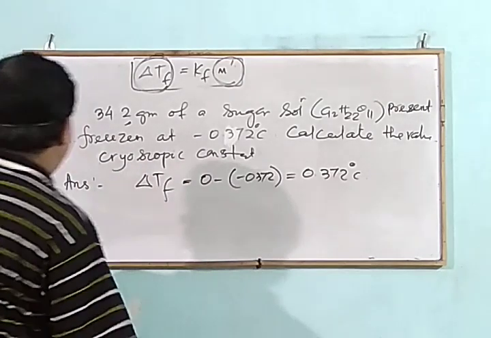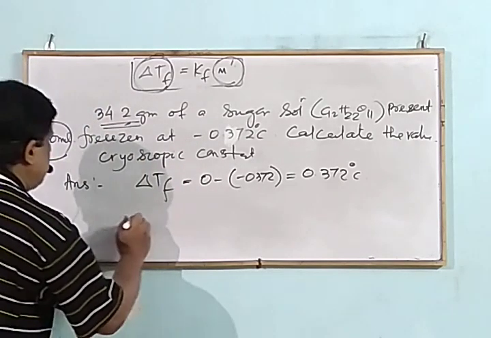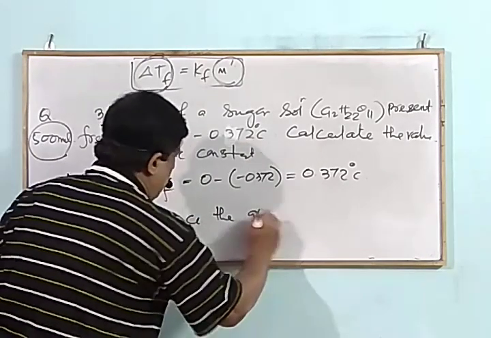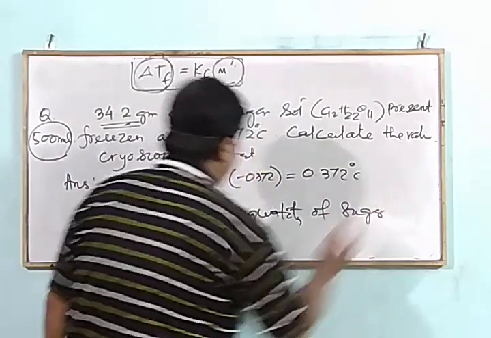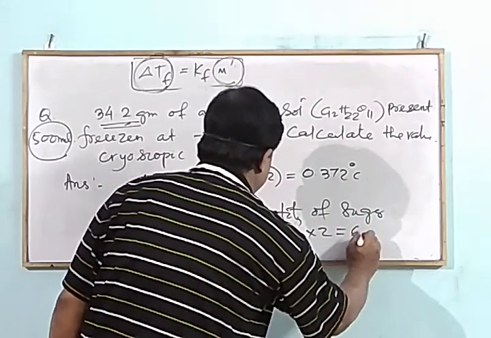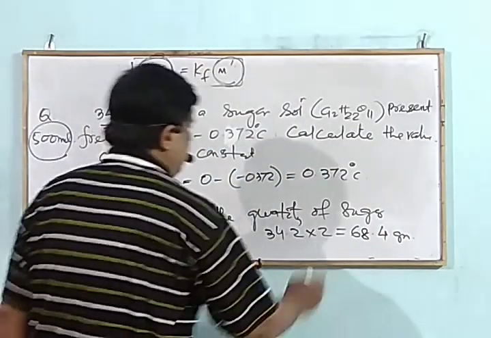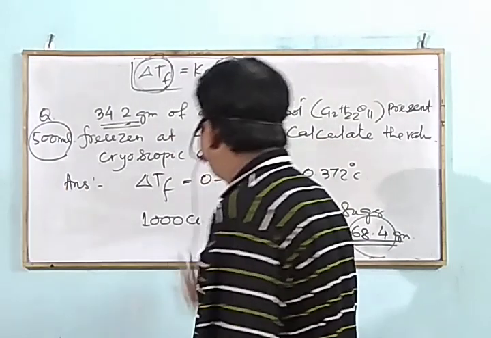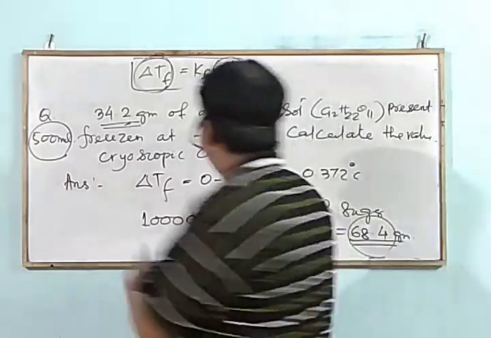That means if the sugar quantity is this for 500 cc, then for 1000 cc the quantity of sugar is equal to 34.2 into 2, that is 68.4 gram. So that means 68.4 gram of sugar is present in 1000 cc of water or 1000 gram of water. Hence, one is able to calculate the molality.